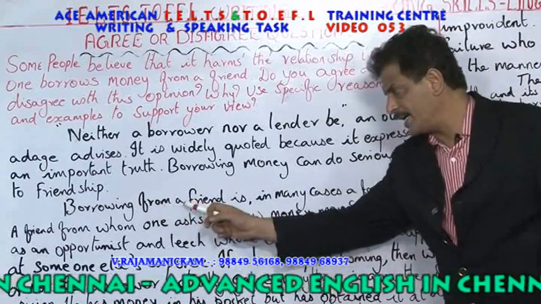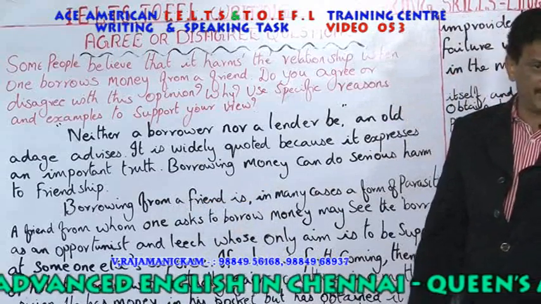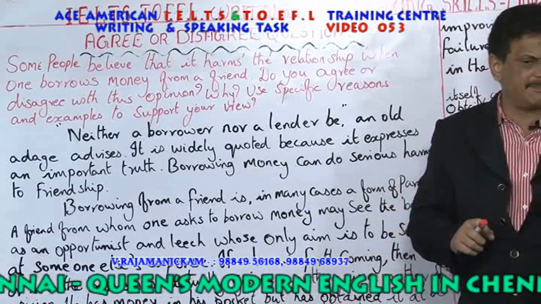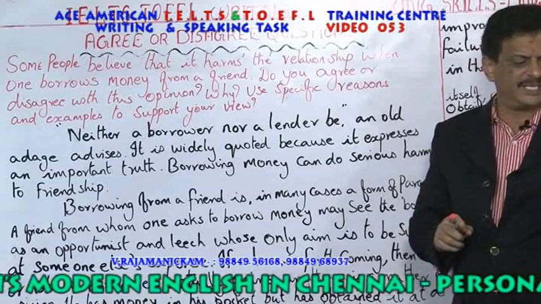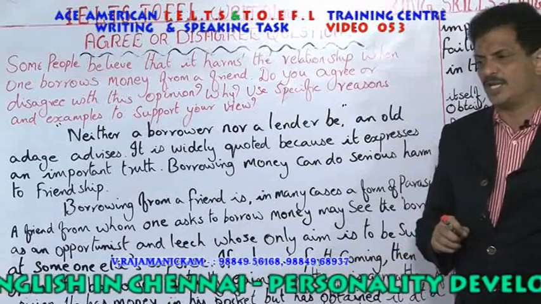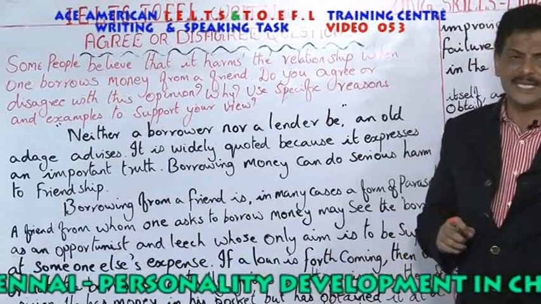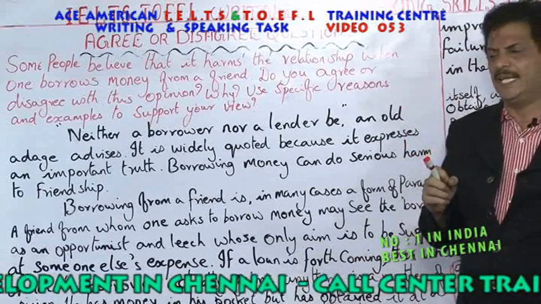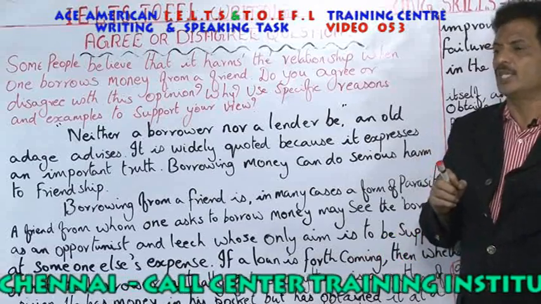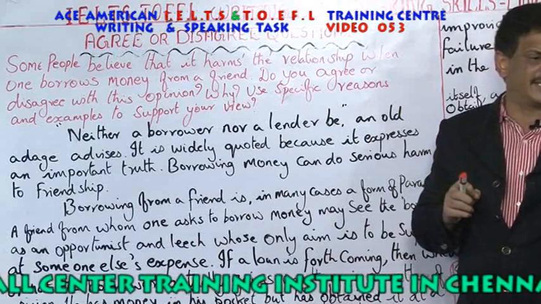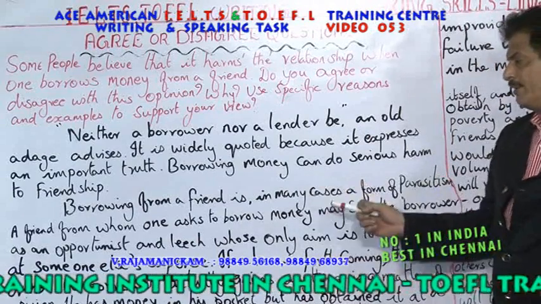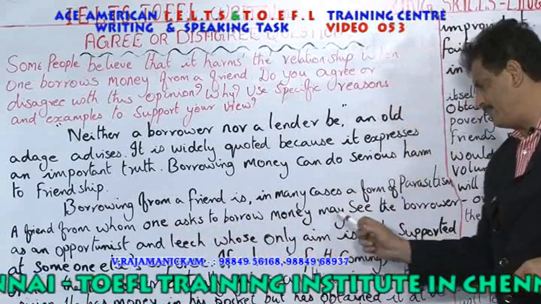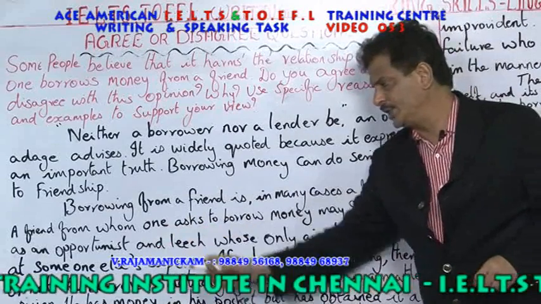See here, borrowing money from a friend is in many cases a form of parasitism. What do you mean by parasitism? Parasite means what? You are living on others' support. You are using other people's money. You are not earning, trying to gain from somebody else without giving any help or without doing any work. Without doing any work, you are gaining money. That is called parasitism. So borrowing from a friend is in many cases a form of parasitism. A friend from whom one asks to borrow money may see the borrower as an opportunist and leech.